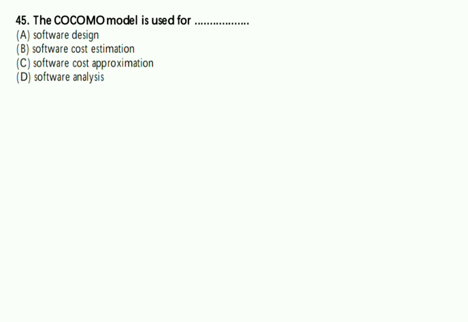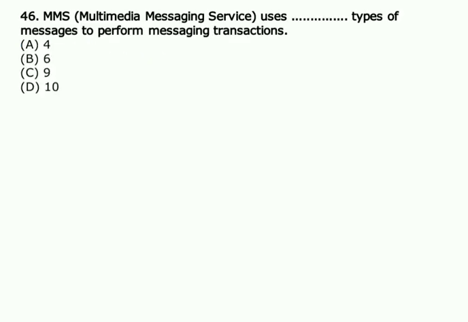The COCOMO model is used for. The COCOMO model is a procedural software cost estimation model developed by Boehm. The model uses a basic regression formula with parameters that are derived from historical project data and current as well as future project characteristics. So it is a software cost estimation model. Option D is the correct one. Next.